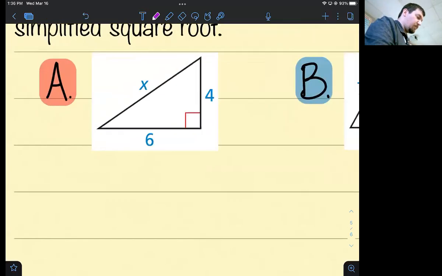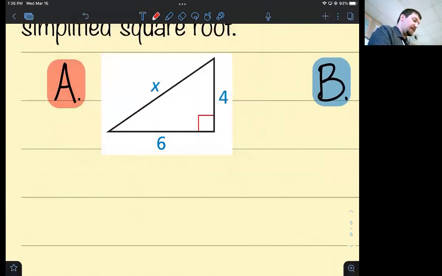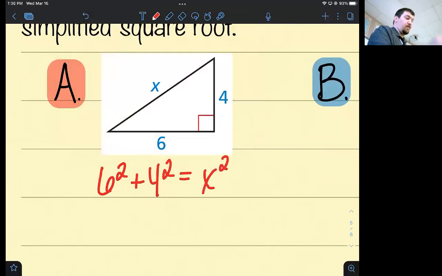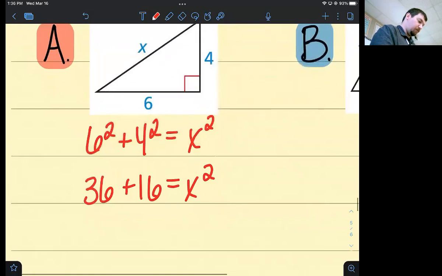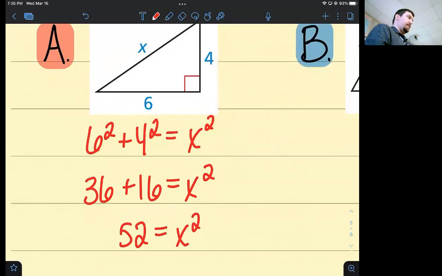So if I was doing this problem yesterday, I'd say that 6 squared plus 4 squared equals x squared. I would have called it c. They're calling it x. No big deal. What is 6 squared? Shout it out. 4 squared. Huh? 36 plus 16? 52. And so then you'd square root both sides, right? Okay. This is where our paths diverge.